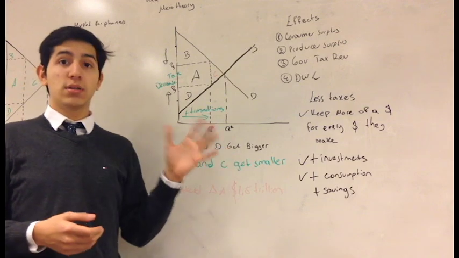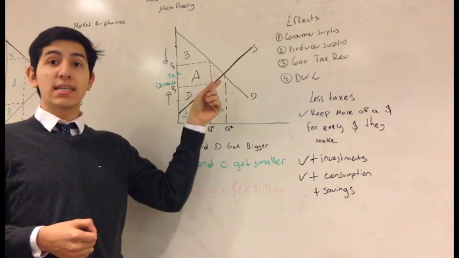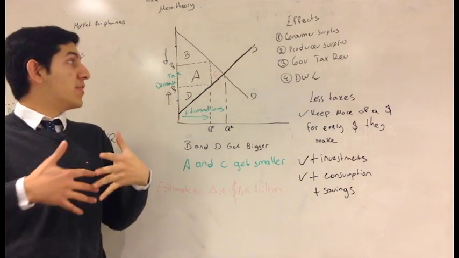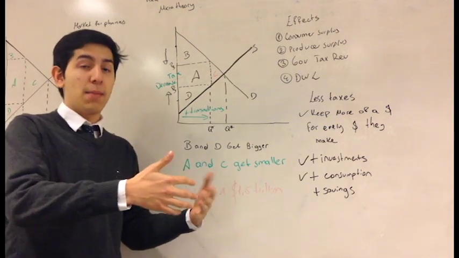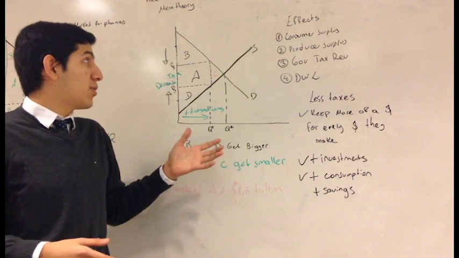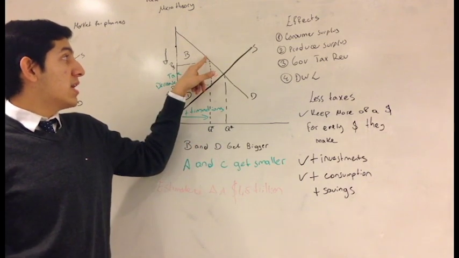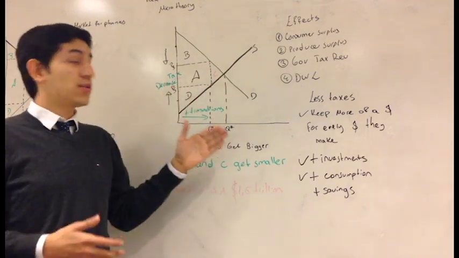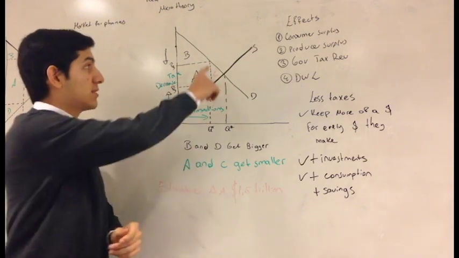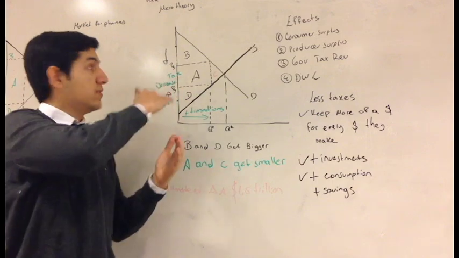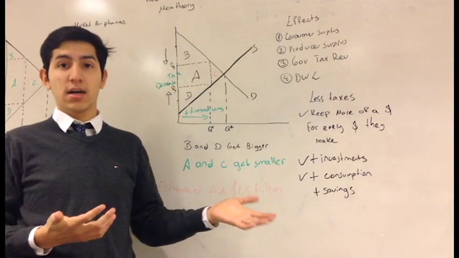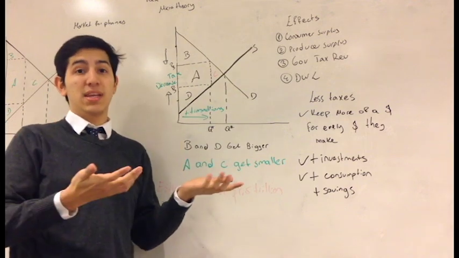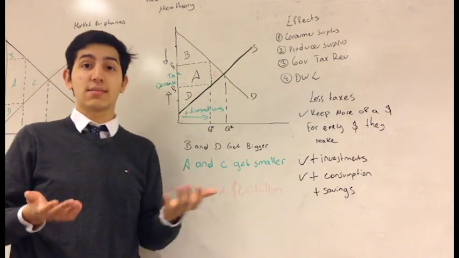The last thing that we will notice is that area C gets smaller. That means that there are more transactions happening because of the tax cut. An example is that if we have a consumer right here, he or she will be willing to do the transaction because now the price has fallen because of the tax cut. Therefore, there are more transactions happening in the market as a result of the tax cut.